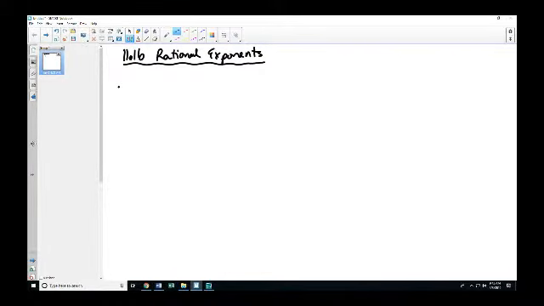All right, so a rational exponent would be something like that. So the question would be, what does that mean? How do you deal with it? Because it's very common for us to see something like this. This is the same thing as a root. So this would be the same thing as the cube root of 64.